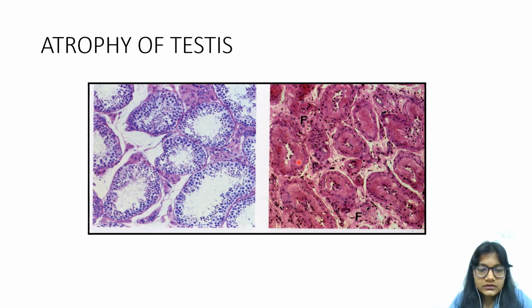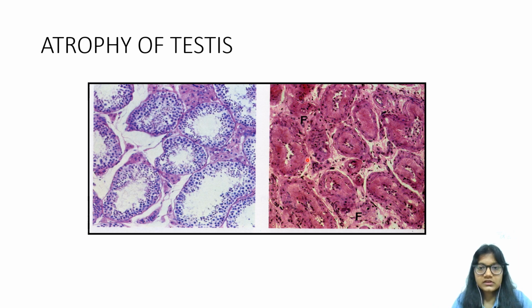In this one, the seminiferous tubules of atrophic testis show minimal spermatogenic activity, and the tubular walls are also thickened compared to the normal one. Here you can see the thickened tubular walls, and it is a process called hyalinization where there is a deposition of fibrous tissue. Here the F represents the fibrous tissue.